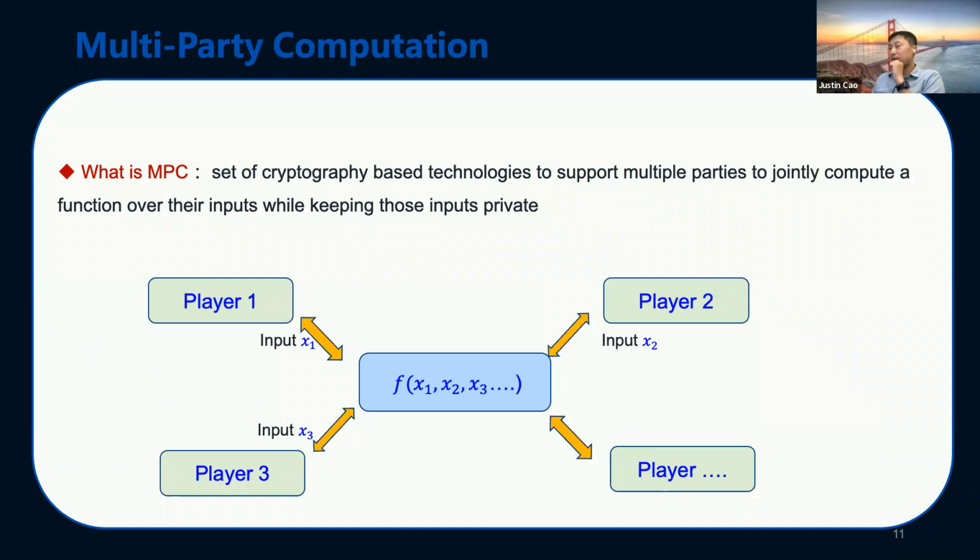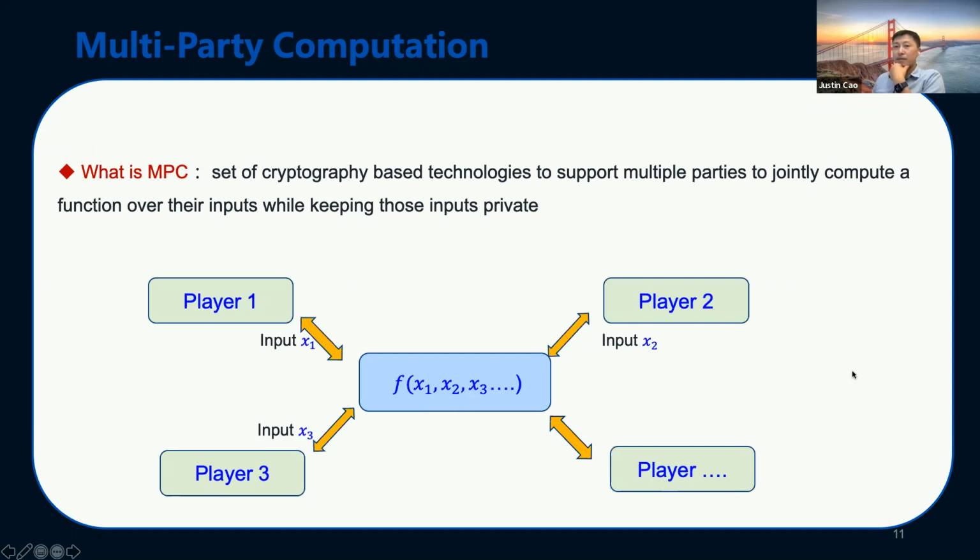Okay. So the first one is MPC, multi-party computation. Remember what we just said, multi-party computation is really a set of technologies, right? It's based on cryptography to support multiple parties to jointly do something. You can compute a function essentially over all these inputs while keeping these inputs private, okay? So as you can see here is the function, and each one of these players may be sending their input into the function. They jointly calculate something, but at the same time, all of these inputs are protected.